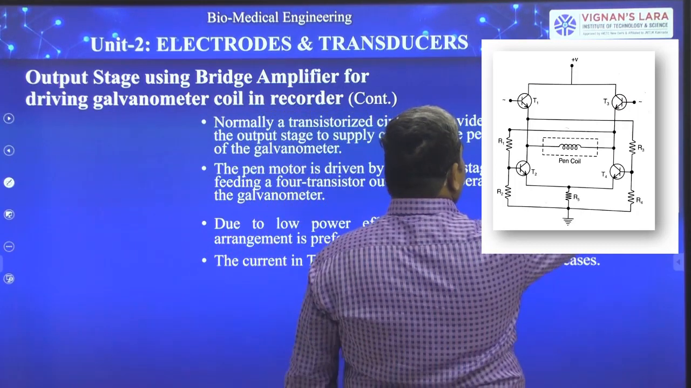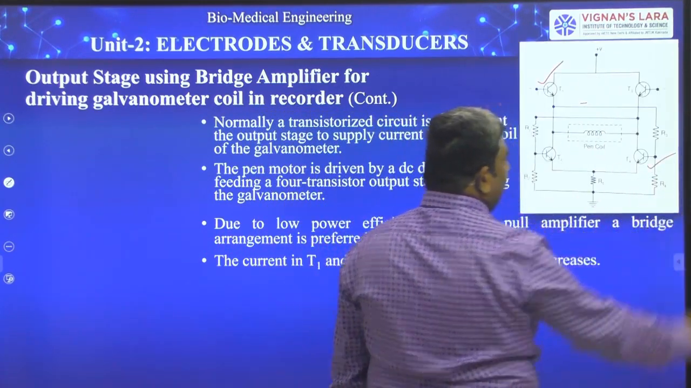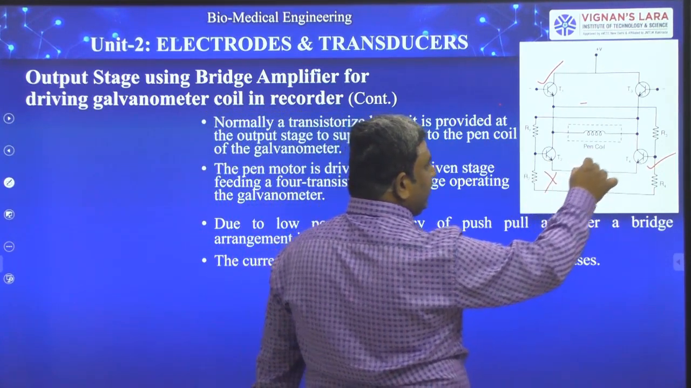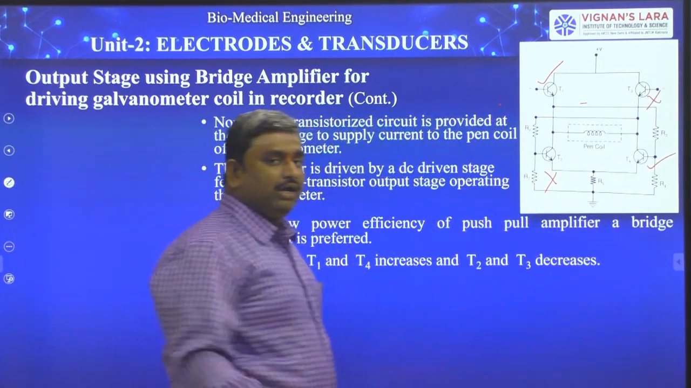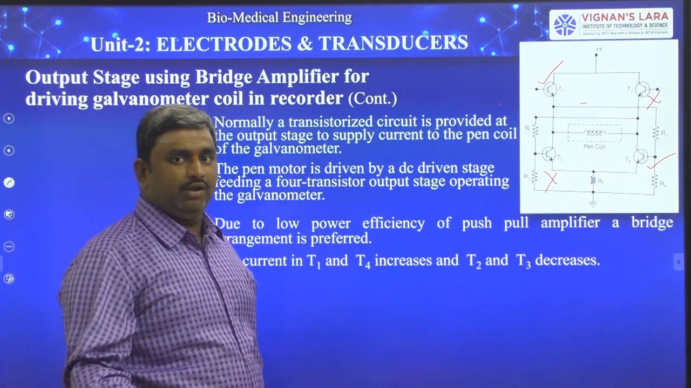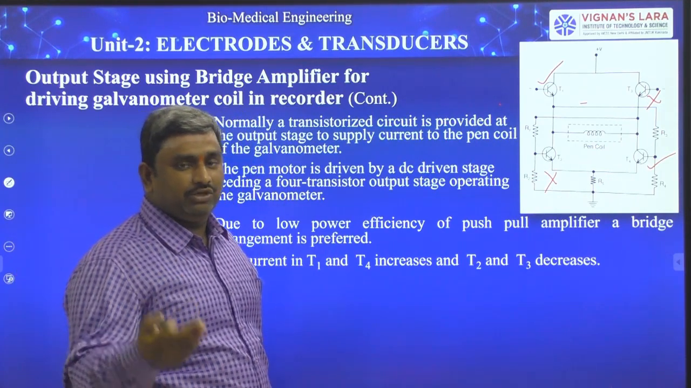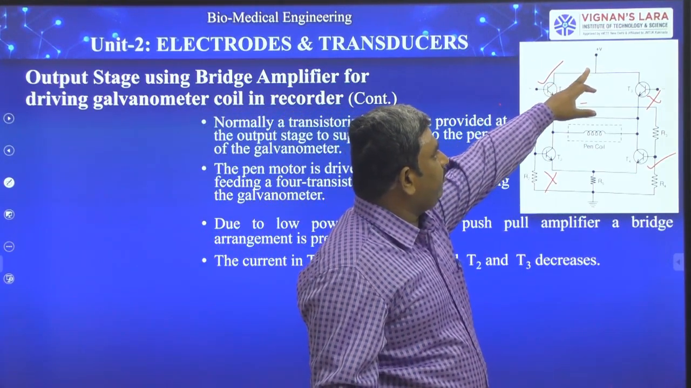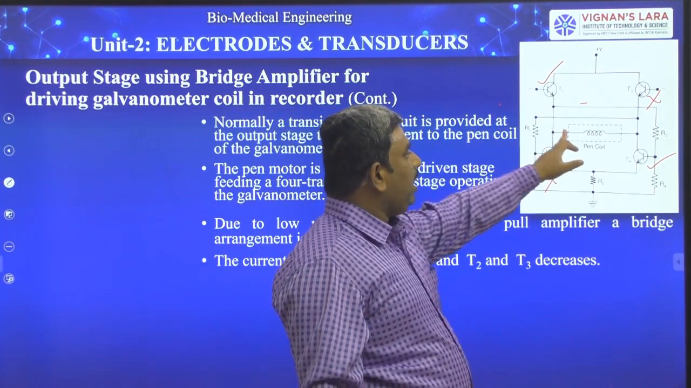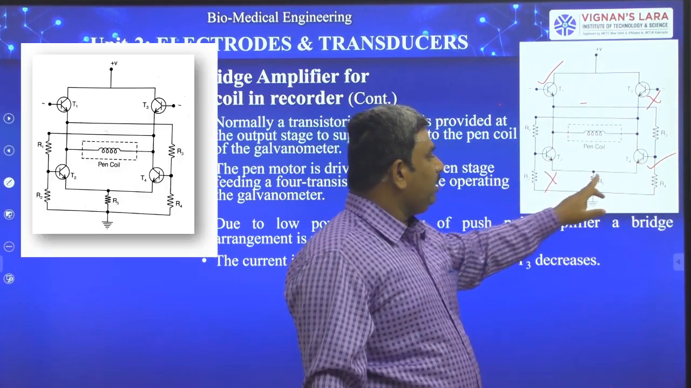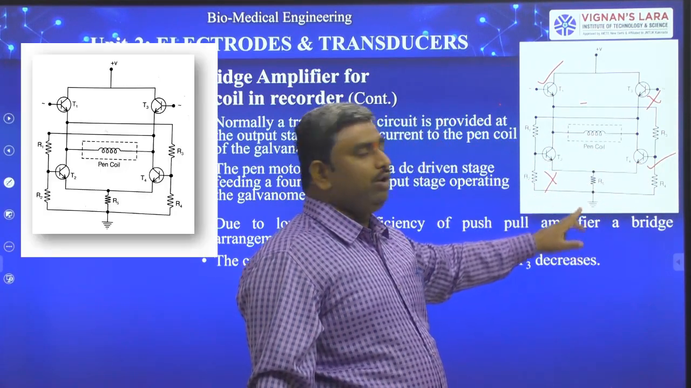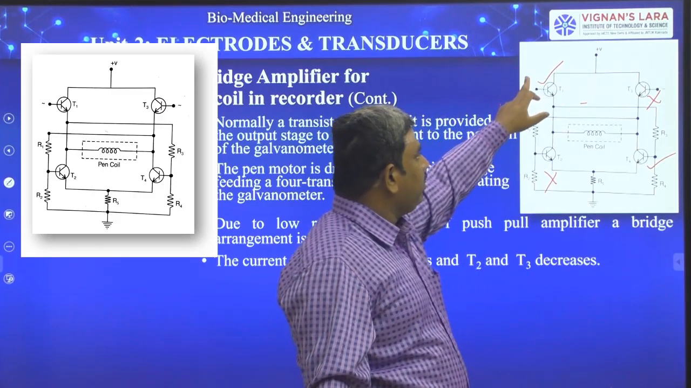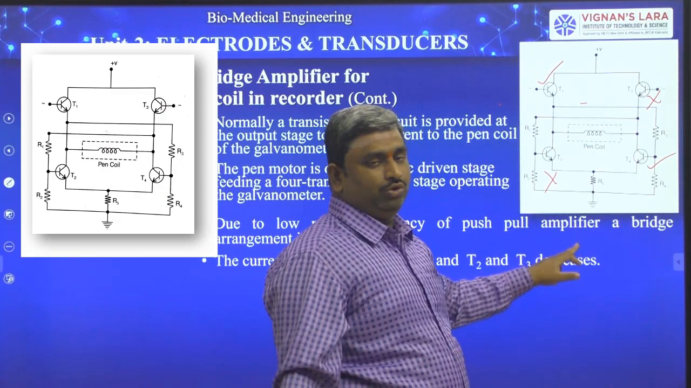See here, whenever the current is increased at the T1 and T4 transistors, automatically the T2 transistor and T3 transistor current will be reduced. At that time, the current is reduced at these two transistors. Now, the bridge is connected from the main power supply to T1, pen coil and T4. Next, it is connected to the ground. Okay, the voltage travels from this main supply through T1, T4 transistors to ground.